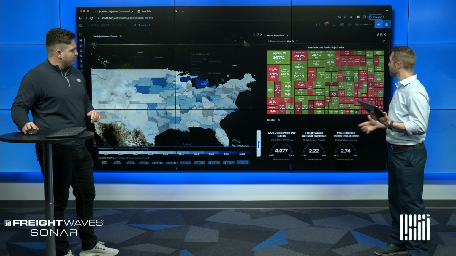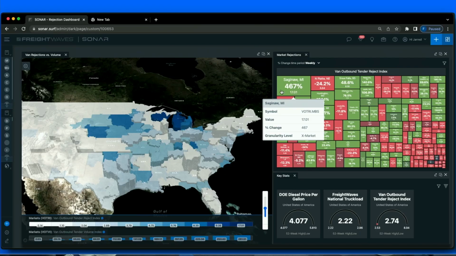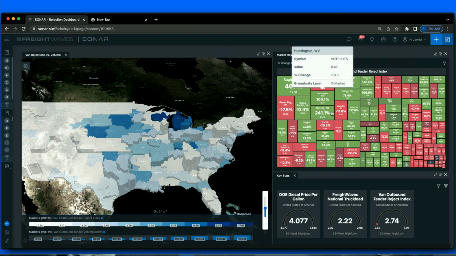Yep. So what we have over here is our tree map. It looks really scattered and all over the place, but one of the things that this captures is the change that we see over the course of time. I currently have this set to weekly, which is actually how I used to use it. So looking here, for instance, as a broker, if I'm looking at Detroit, Michigan, what that's going to tell me is we've got a 241% increase in rejection rates week over week. What that ultimately tells me is things are tightening up a lot.